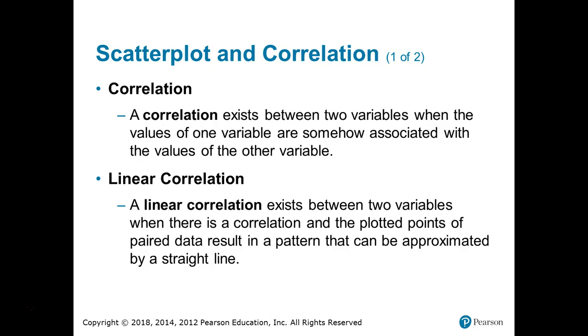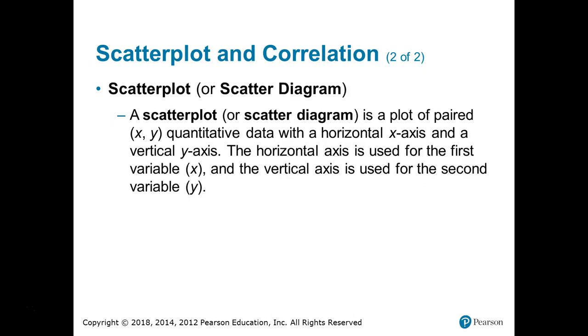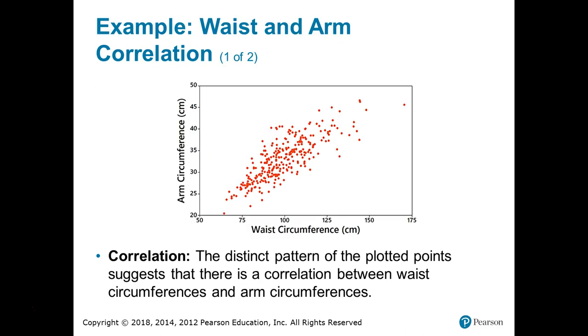And then a linear correlation exists between two variables when there is a correlation and the plotted points can kind of be approximated by a straight line. Think linear, line. A scatter plot is a plot of paired data points. This is just your standard graphing that you did in algebra. You have your xy coordinates, then you plot it on an xy plane, and then you just analyze several different points. So the horizontal axis is for the first variable, x, and the vertical axis is for the variable y.